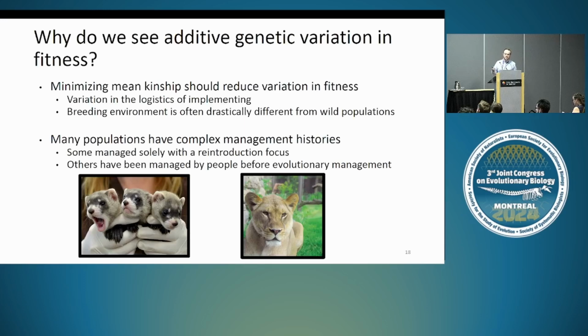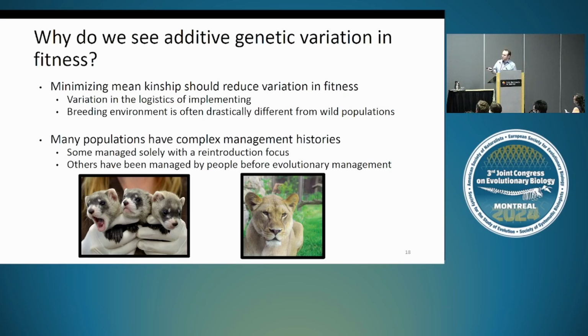So it brings up lots of questions, like why do we see additive genetic variance in fitness in some of these conservation breeding programs? A lot of them are trying to follow these minimizing mean kinship methods that should reduce variation in fitness. I think you often have variation in the logistics of actually implementing these programs. You can imagine that for some species it's going to be easier to move an individual to reduce mean kinship versus others, like for example a rhino or something, which is a lot harder to transport.